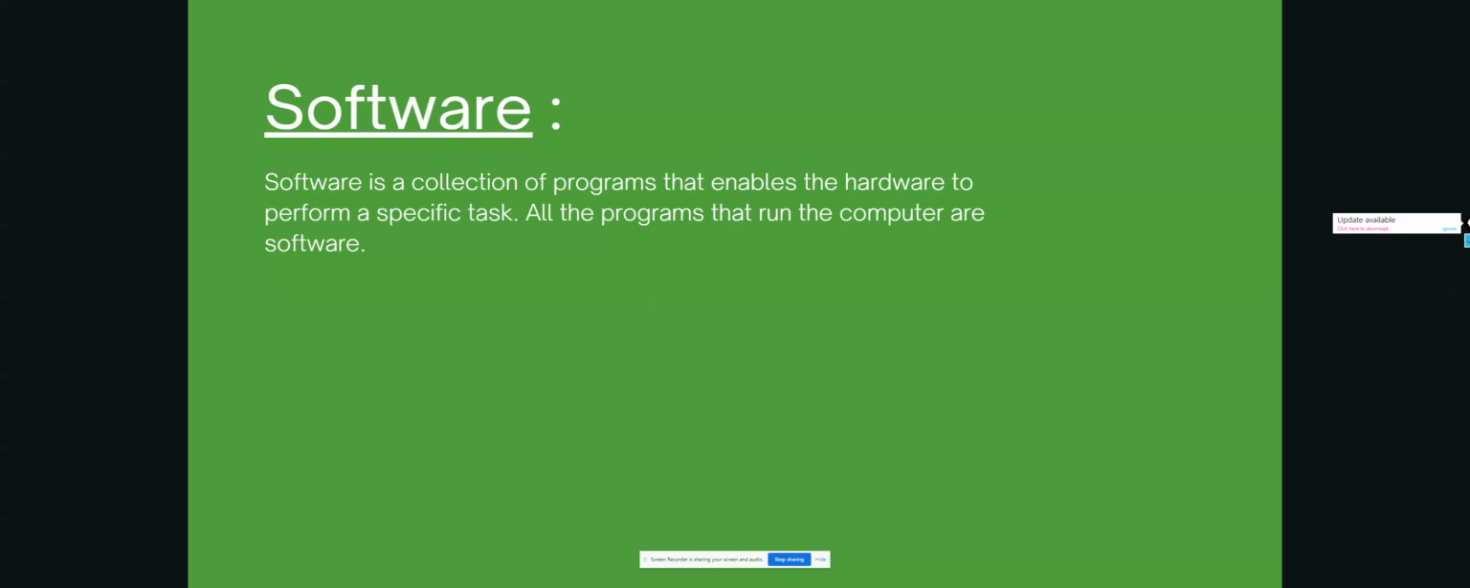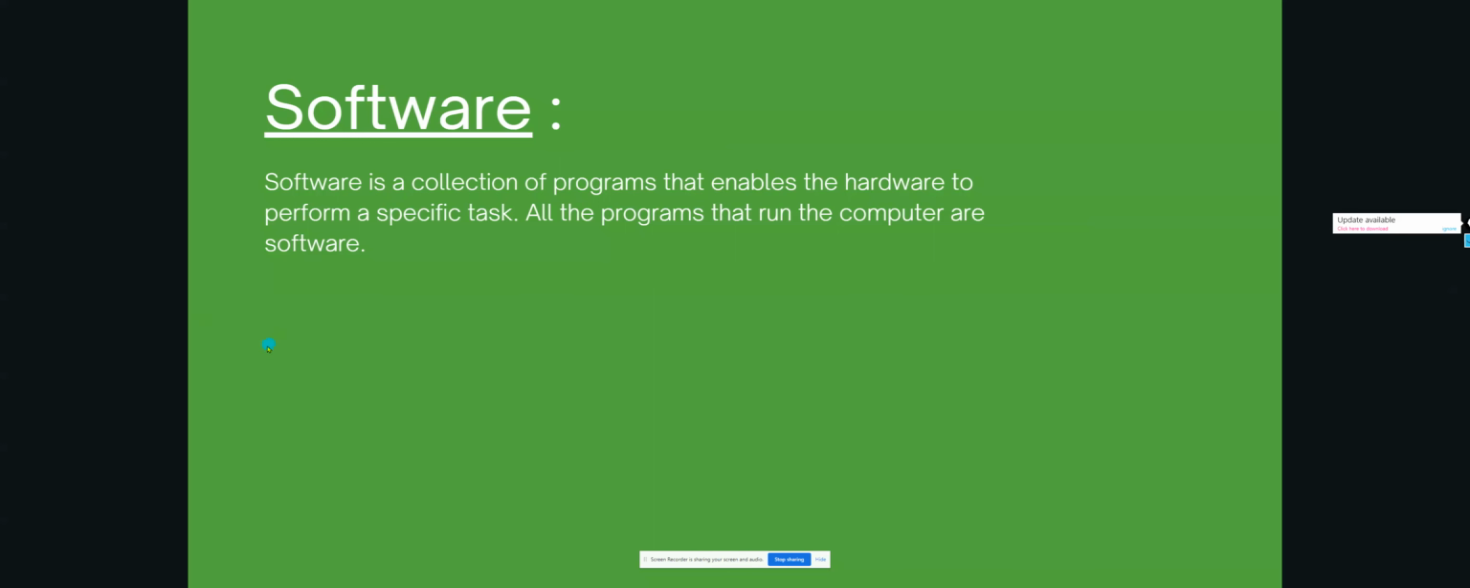In simple words, I can say that software is a collection of programs that helps to perform certain tasks. So I repeat again, software is a collection of computer programs that helps us to perform a task. I think you're clear about this: what is software.